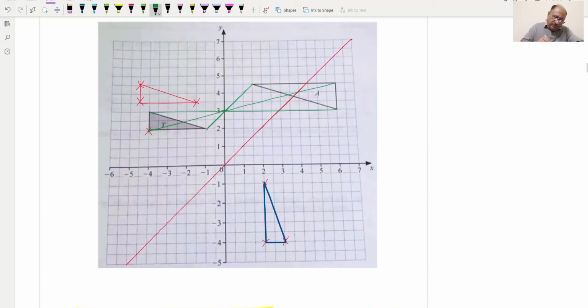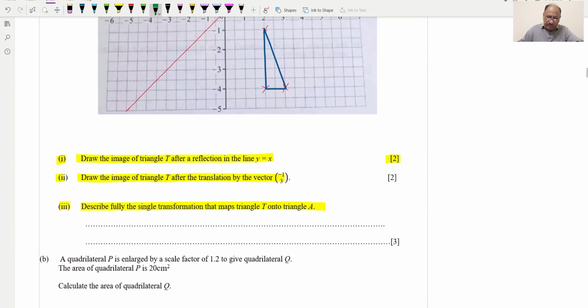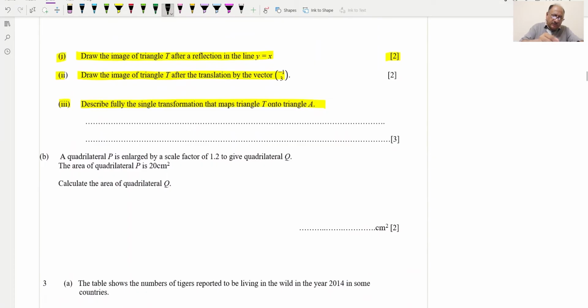And the scale factor, if you check, this side is 2 and this side is 3 units, so 1.5. So we can say it is enlargement by scale factor -1.5, not 1.2, basically 1.5. So 1.5, and center will be (0, 3) as we discussed.